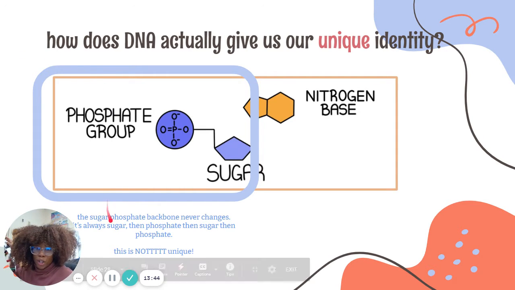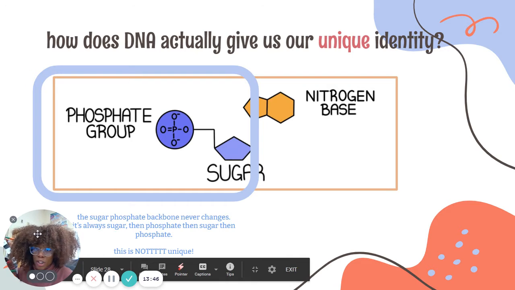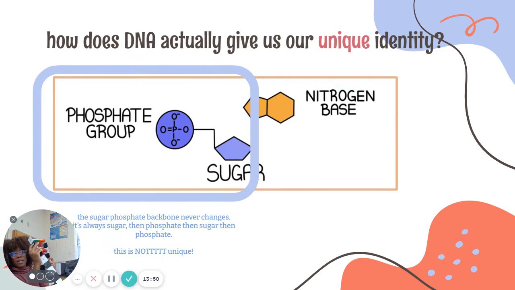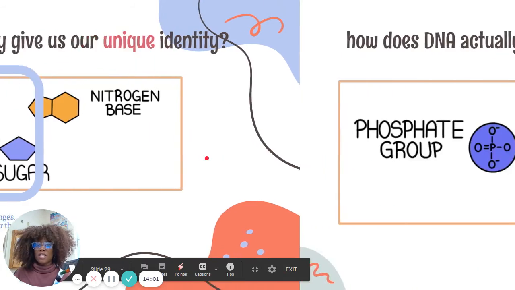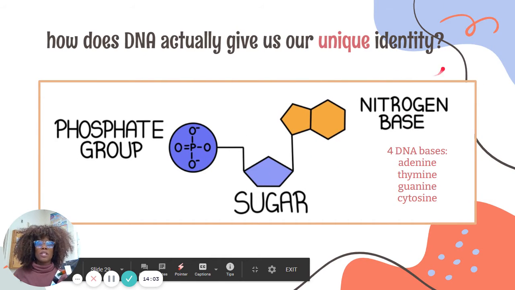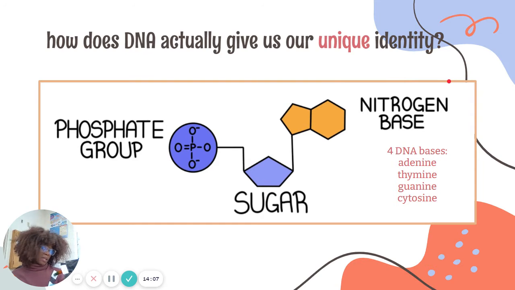Well, the sugar phosphate never changes. It's always going to be sugar, then phosphate, then sugar, then phosphate, and so on. That is conserved between all organisms. The only thing that is different, that is unique, is going to be the order of these bases. Okay? Don't believe me? Well, let's break it down.